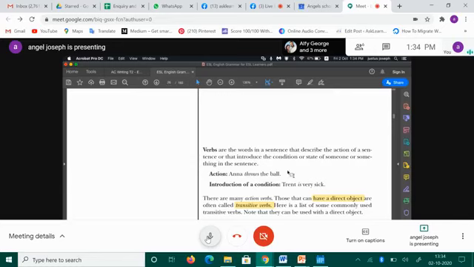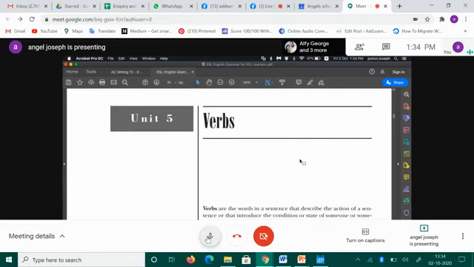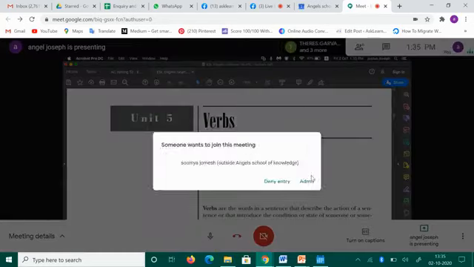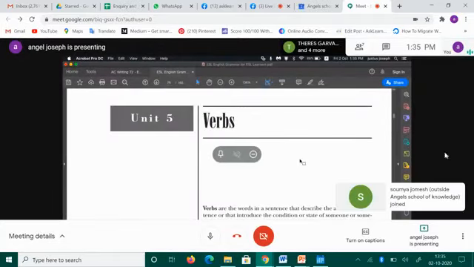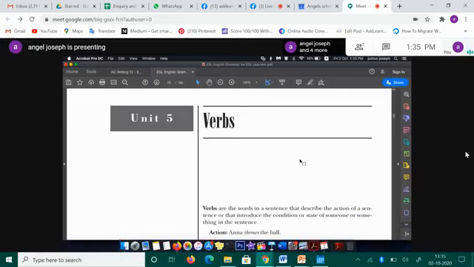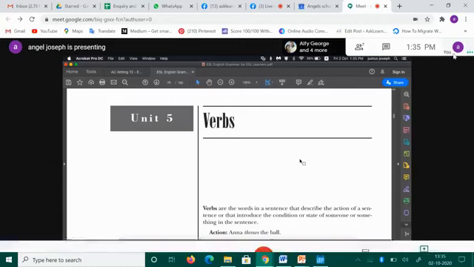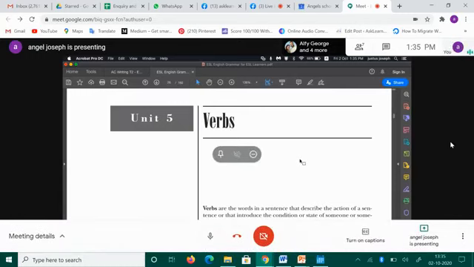Hi, good afternoon everyone. I hope the voice is clear. Okay. So this is for grammar sessions, and today we are going to go through verbs and tenses, particularly present tense. So we are looking at verbs and tenses today, particularly present tense.